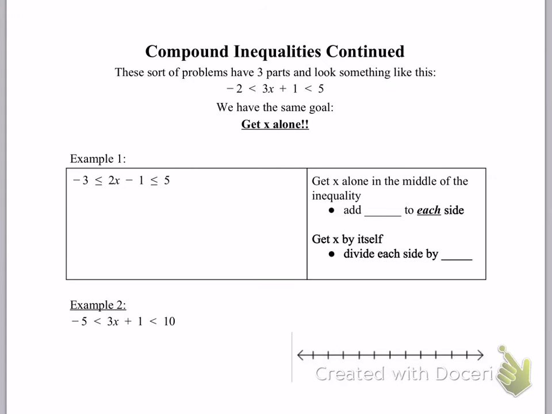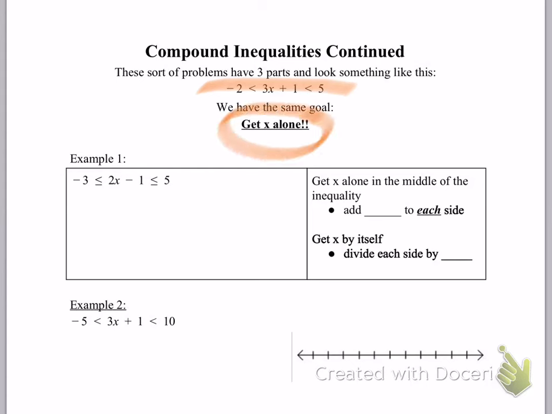There we go. Alright, so compound inequalities look a little something like this. They have three parts to it. There's the part in the middle and then the two numbers on the outside. So what we're doing is manipulating that middle part so we can get x alone, because we have that same goal, to get x alone.